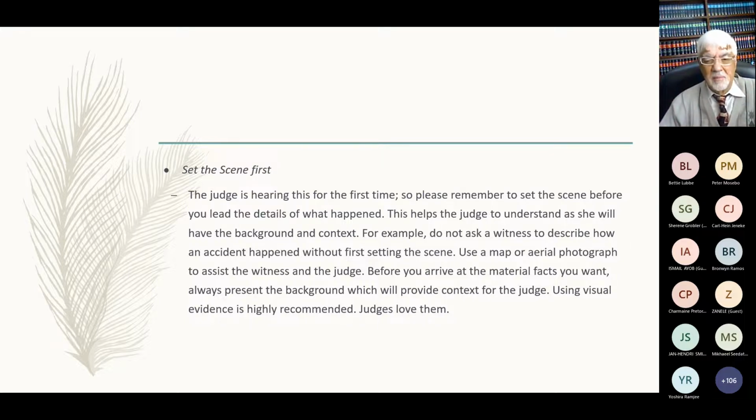Okay, where is Main Street? In what direction does it run? Where is Thabo Mbeki Avenue? In what direction does that run? Are there markings on the road? Is the intersection controlled? Does it have robots? Can you point out the robots? So what you're doing is you set the scene. So now when you start talking about the accident, when you lead the witness about what actually happened, the judge gets the picture. The judge will have a map in front of him or her.